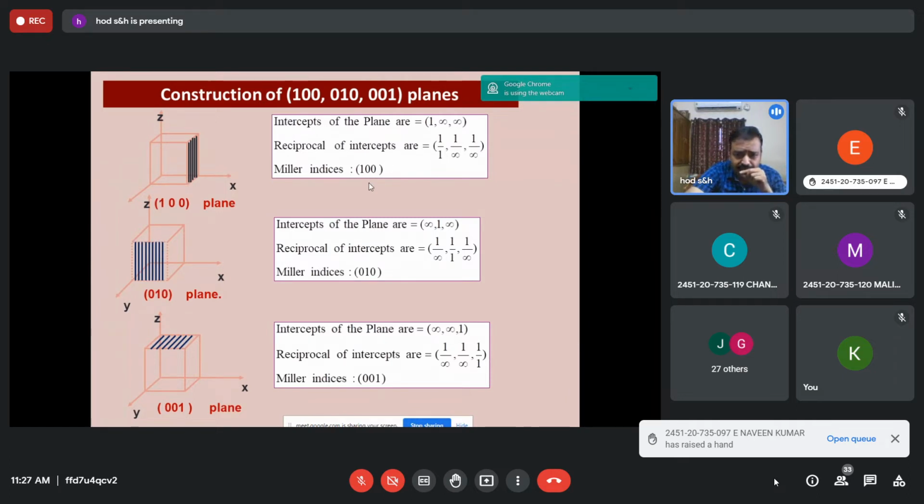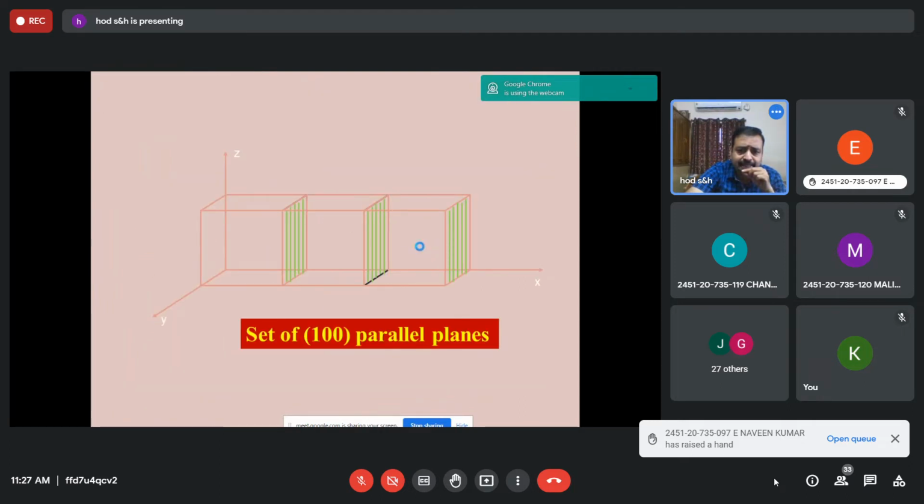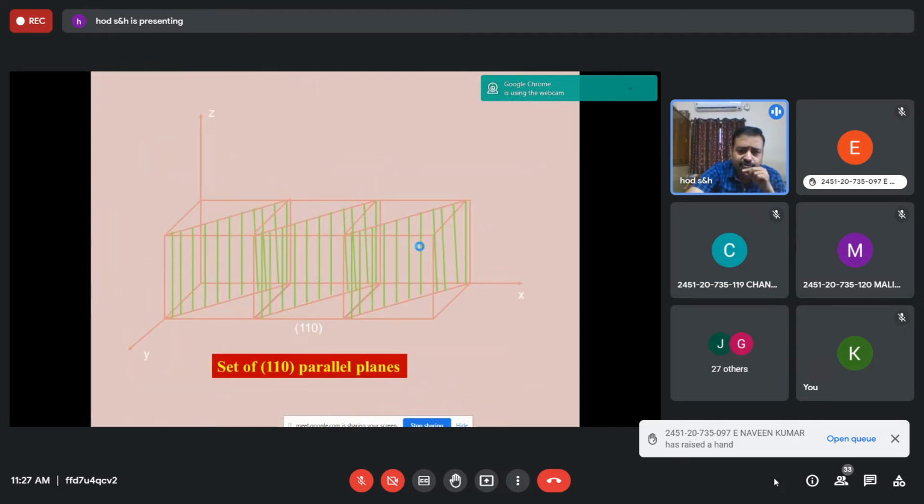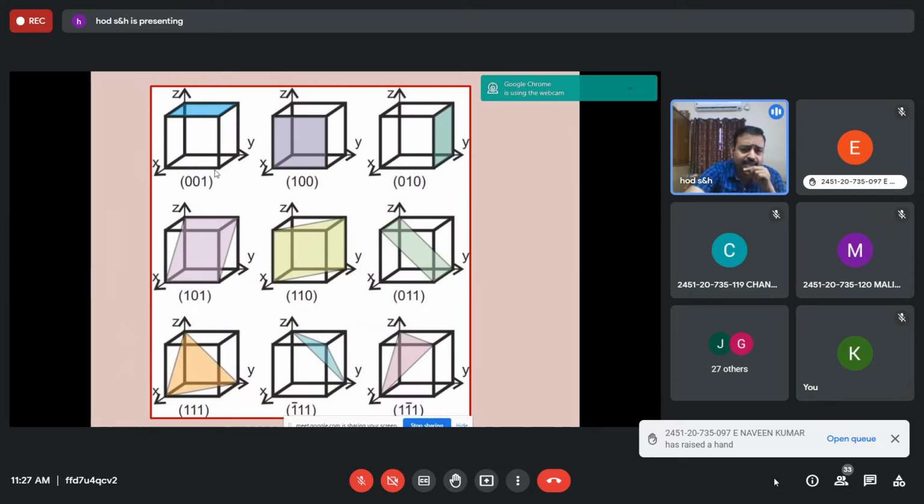Once you see this 1, 0, 0, you can easily observe that the plane cuts the x-axis and is parallel to the y and z axes. Like that, there are a number of diagrams and model examples given. You go through these examples. These are different sets of planes. These are 0, 0, 1 planes. If you see this 0, 0, 1 plane, you can easily say that the plane is parallel to the x and y axes and making an intercept on the z axis. Like that, you can identify the orientation of a plane on a given crystal axis.